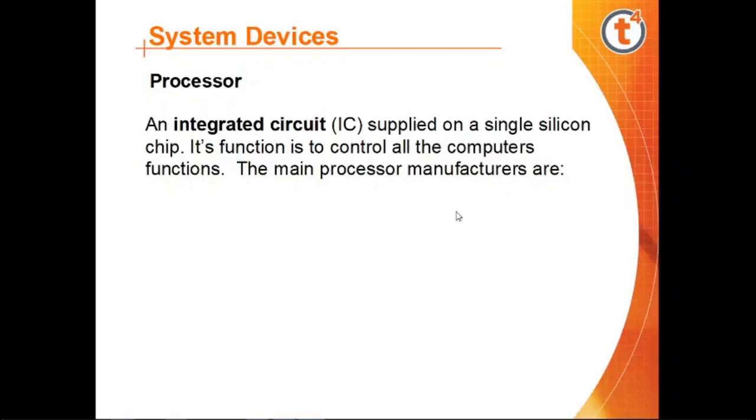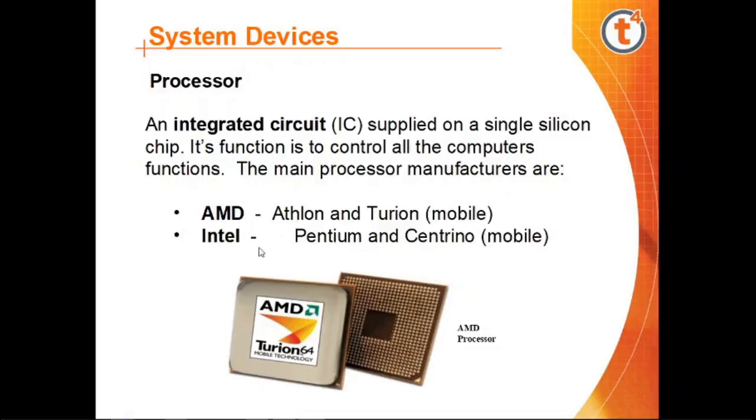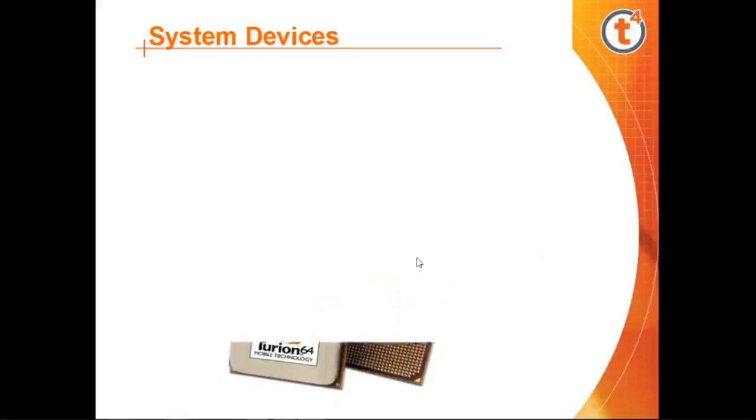The processor manufacturers are AMD, which offers Athlon and Turion Mobile, used in mobile phones. Intel offers Pentium and Itanium, and mobile versions, also used in mobile phones. Next, the system device.